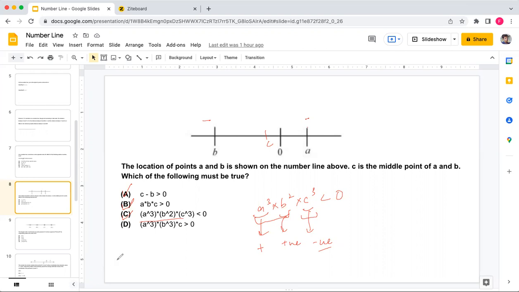Okay, got it. And the last one is A cube into B cube into C is greater than 0. Okay, so A is positive, this is positive. B is negative, and a negative having an odd power is also negative, and C is already negative. So positive into negative is negative, and negative into negative is positive. That's why all of these must be true.